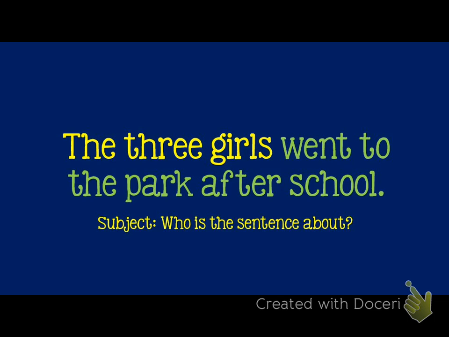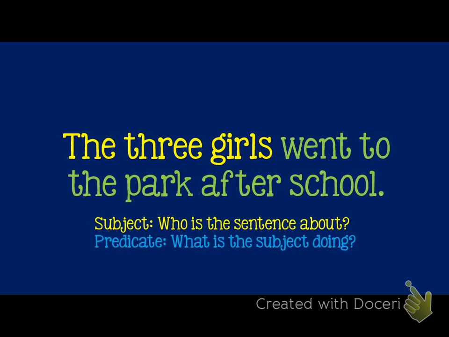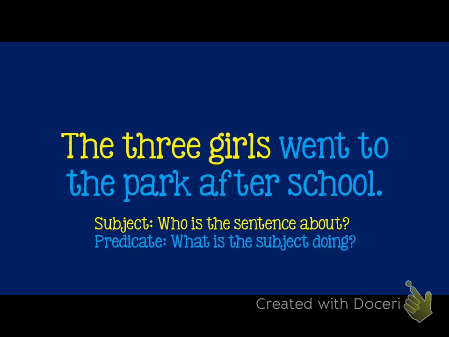To determine the predicate, you can ask yourself, what is the subject doing? So when we look at this sentence, we have to ask ourselves, what are the three girls doing? Our predicate is went to the park after school. It tells us what the subject is doing, and it begins with a verb. The verb is went.